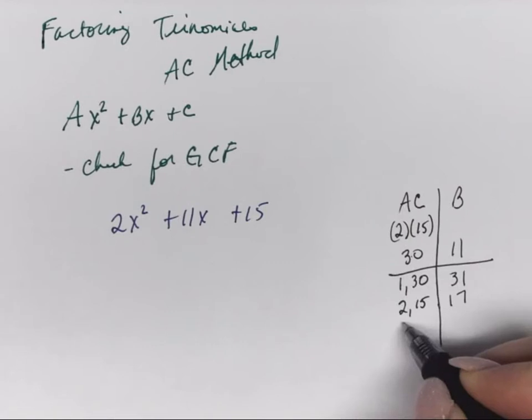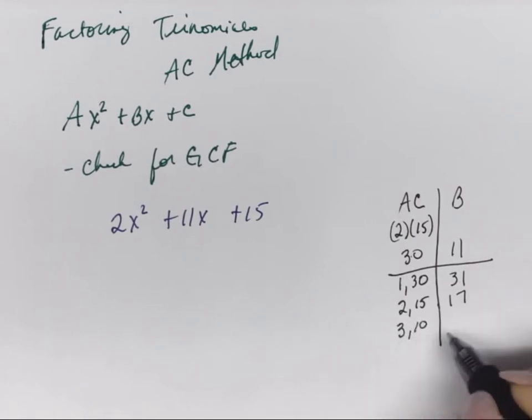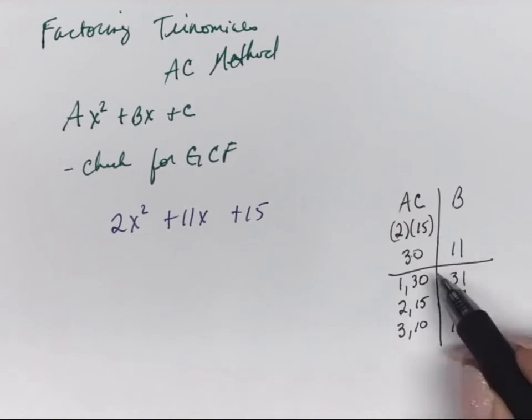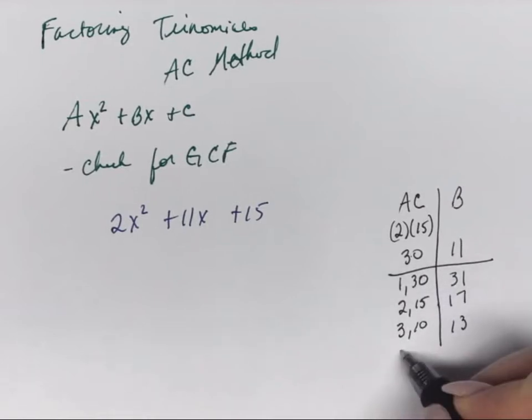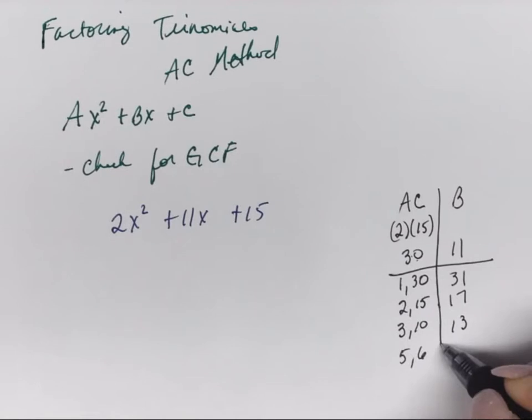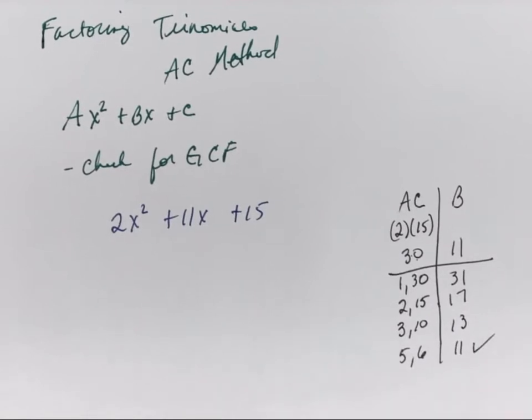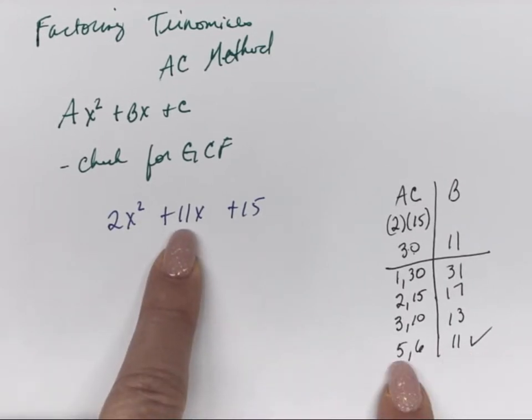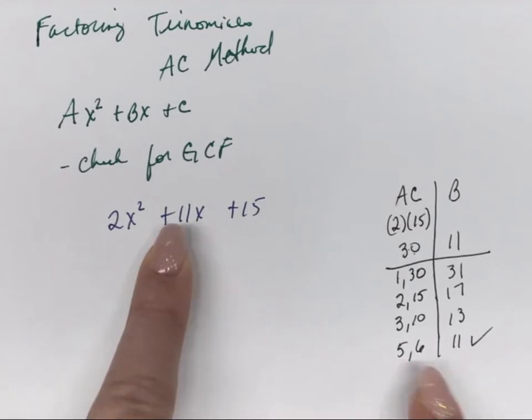30 divides by 3. 3 times 10 is 30. When I add them, I get 13. Still not to 11, but I'm getting closer. 30 does not divide by 4, but it divides by 5. 5 times 6 is 30, and when I add them, I get the 11. So that's the number we're looking for. So these will be the two numbers we're going to use to rewrite 11x as 5x and 6x.